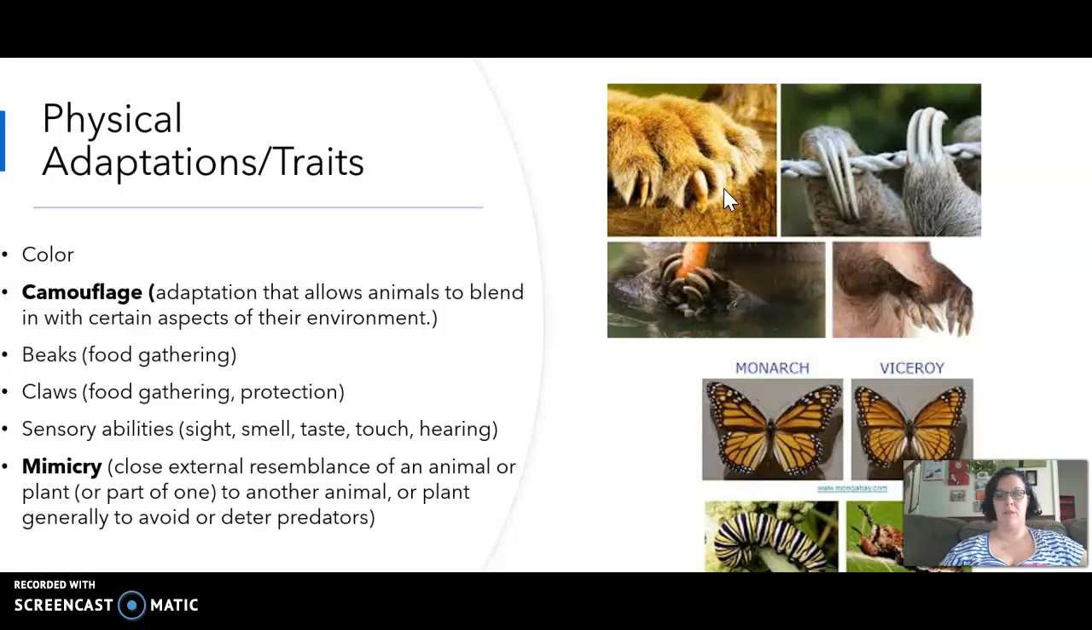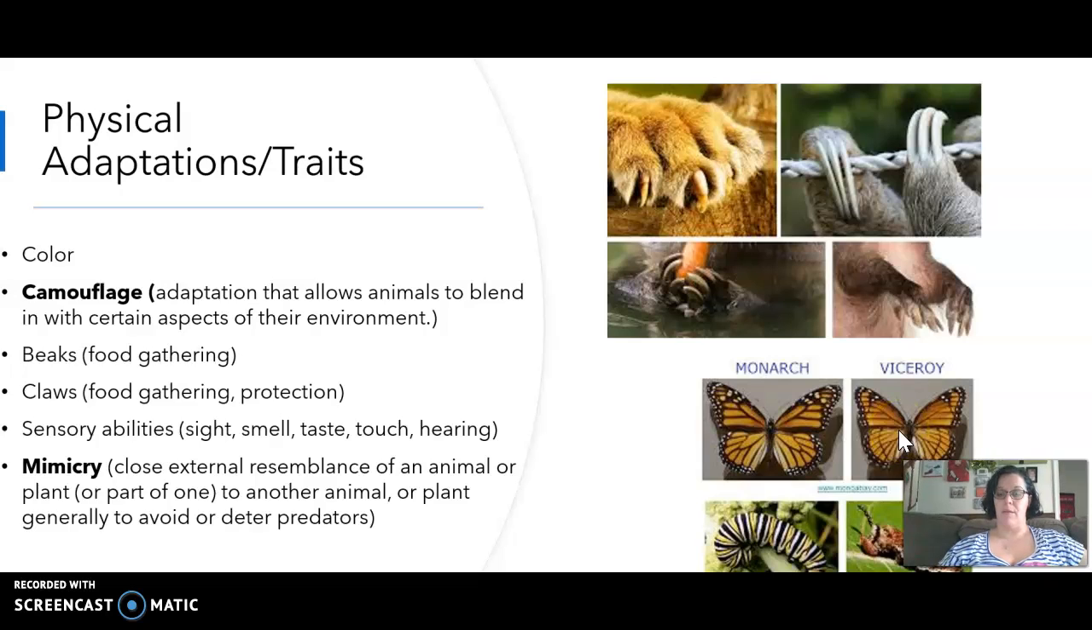Sensory abilities, including sight, smell, taste, touch, and hearing, and mimicry. These are close external resemblances of an animal or plant. So here I have a monarch butterfly, and here's the caterpillar of the monarch butterfly, and the viceroy, which is a moth. As an adult, it looks very similar to a monarch.